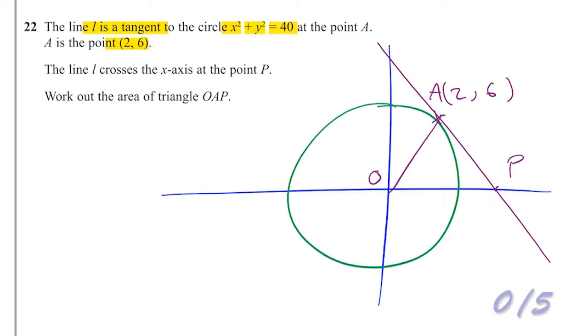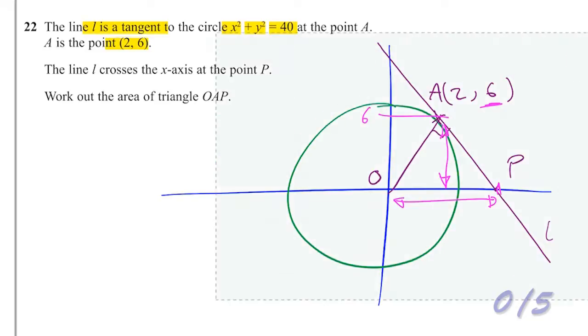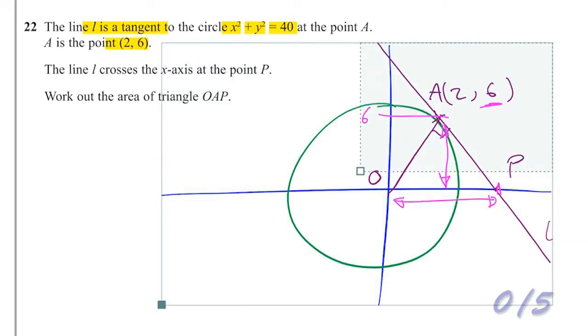Now because the line's a tangent, and we've basically just got the radius coming from the origin up to point A, that means that this angle there must be 90 degrees. Well, the height's easy, we can see that, because A has coordinates 2, 6. The height across here is just going to be 6. The width is the harder part. We need to find out where this line crosses the x-axis at P. What's the x-coordinate of P?